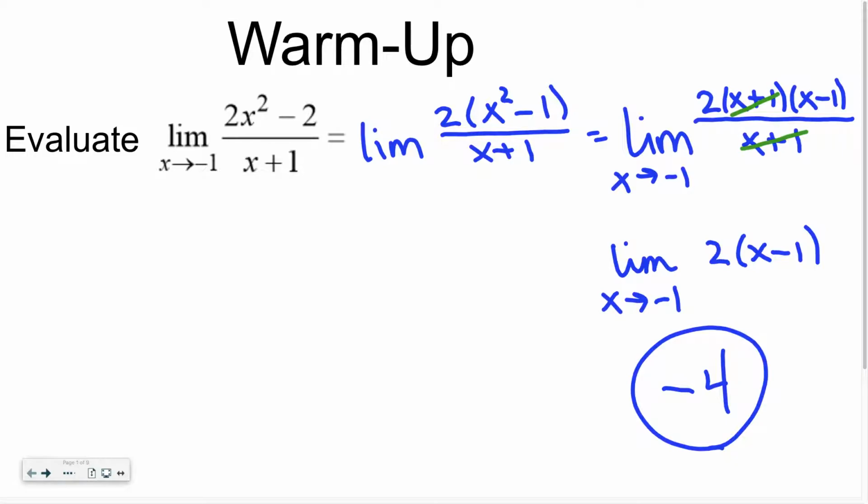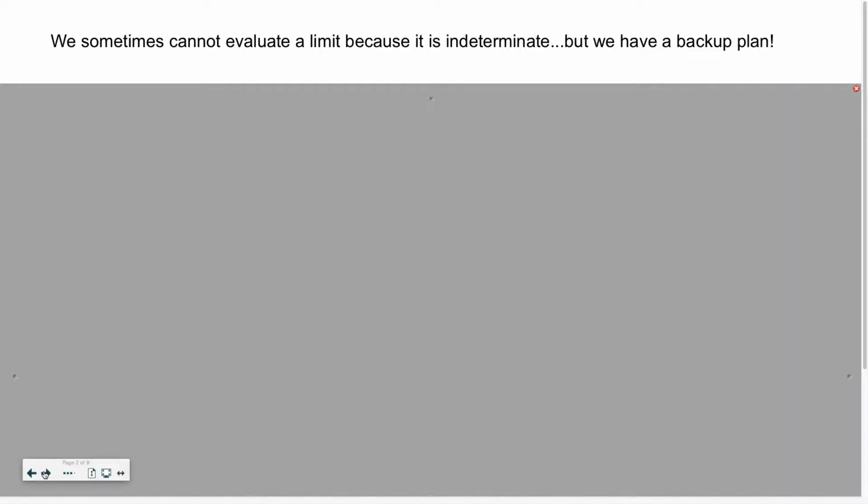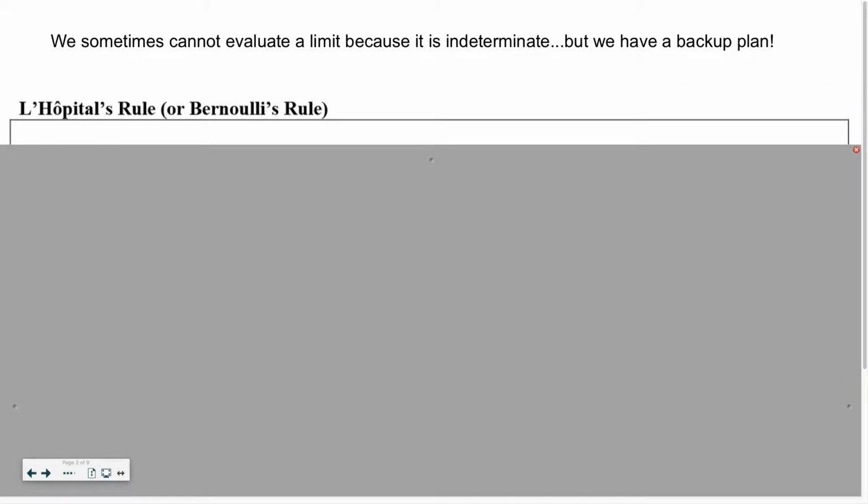So we did all of this algebra because our limit was 0 over 0, and that is something that we call indeterminate. We cannot calculate what 0 over 0 is. So L'Hopital, with I think the help of Bernoulli, asked: is there something that we can do besides all of this algebra in order to determine an indeterminate limit? So this is L'Hopital's rule.